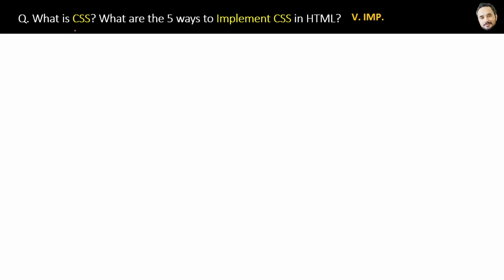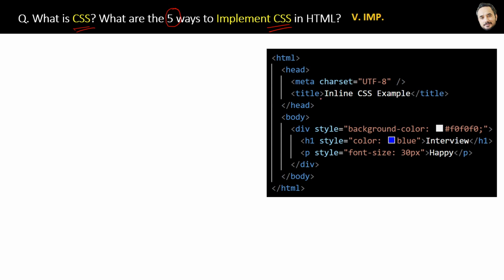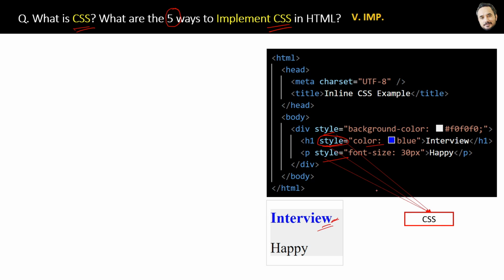What is CSS? What are the 5 ways to implement CSS in HTML? Let's understand with the help of code. If this is your HTML, and here you can see we have applied different styles to the different elements, right? Because of the applied styles, the elements will look something like this. This coloring and the format change in the presentation of HTML is because of the applied styles only, and that is what CSS is. Remember, HTML is just a markup language.